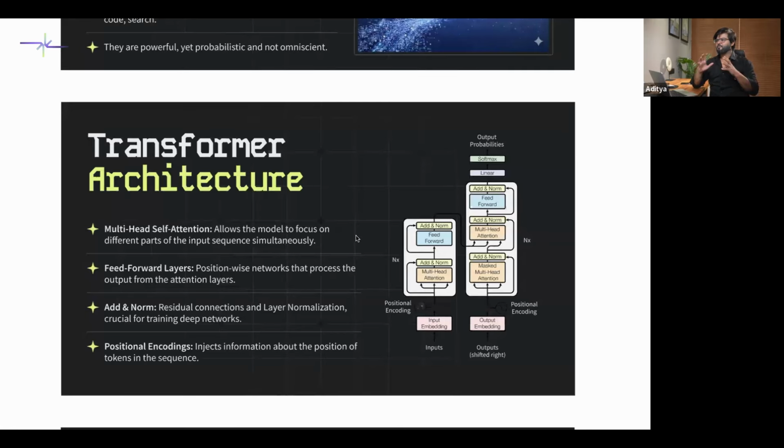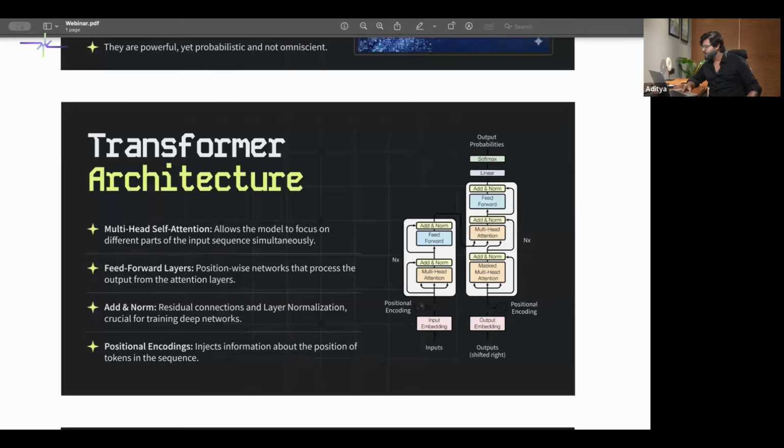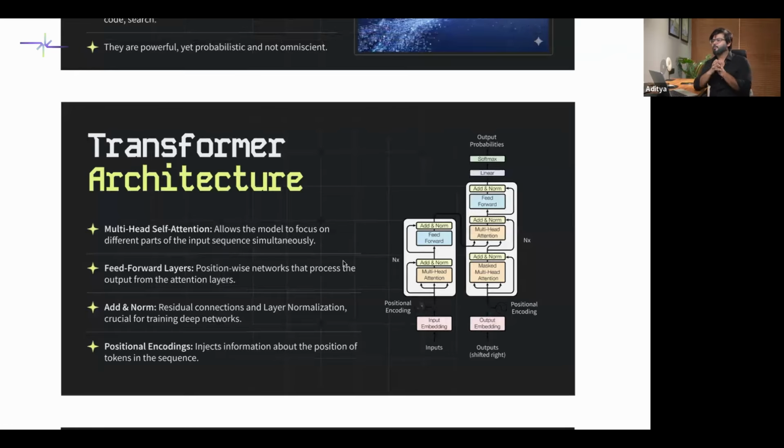Okay. Again, let's see how much time we have left. Okay, we have some time. So the backbone of virtually all large language models, including ChatGPT, Claude and all, is the transformer. This is the core building block.